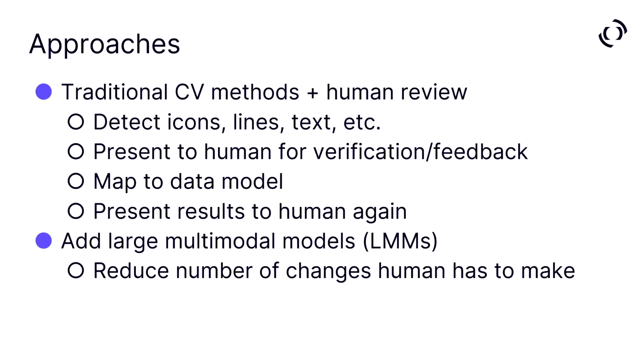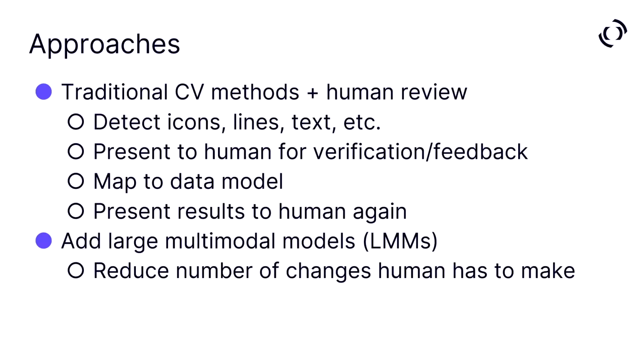Initially, what we were doing before all the AI stuff happened is traditional computer vision methods with human review. In traditional computer vision, there are already a lot of algorithms that exist to detect icons, lines, text, all that good stuff. So we would run those, annotate it, draw a box around what we found with a little note, and present that to a human for verification or feedback, because obviously these systems aren't perfect, and we care about correctness here.